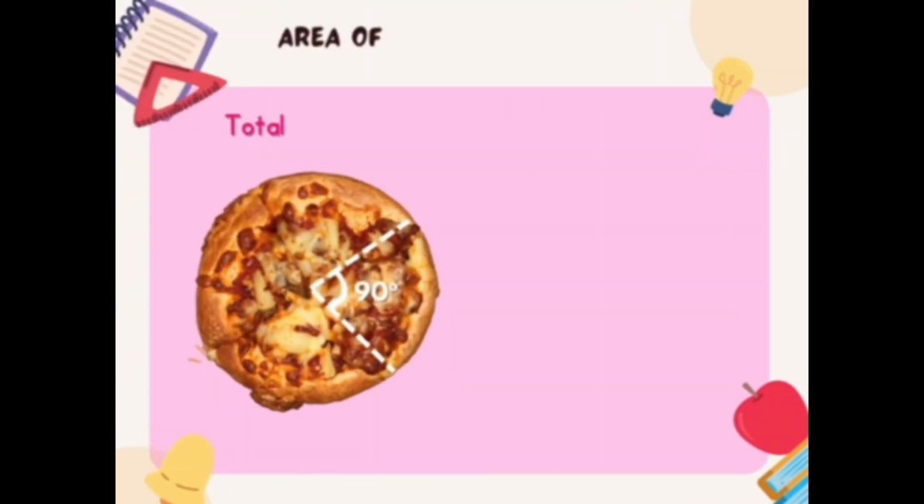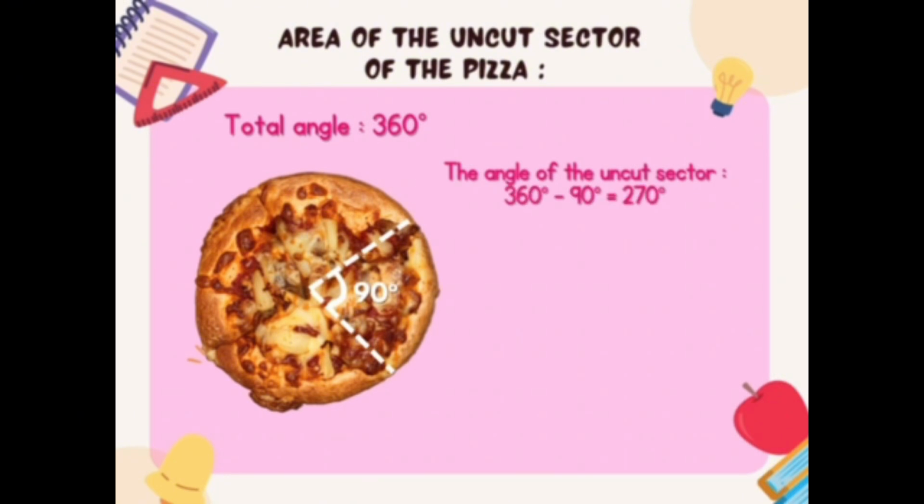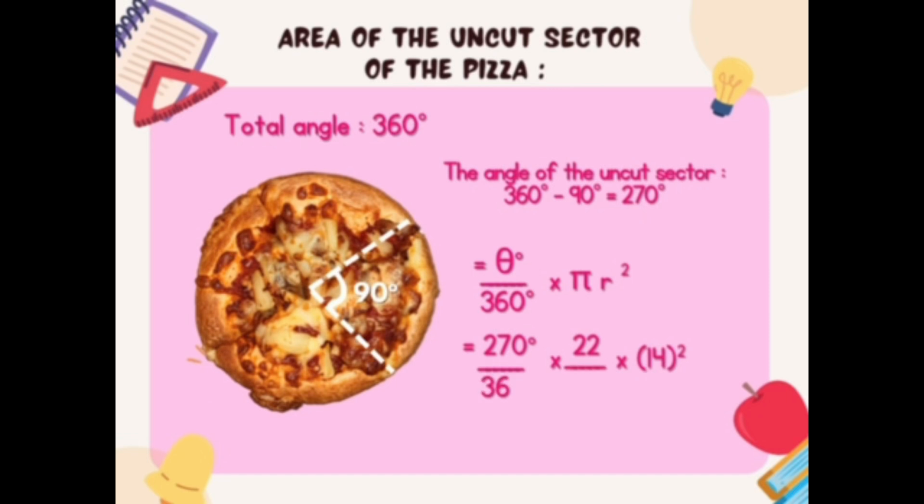Before that, if only one pizza slice has been cut, what is the area of the uncut sector of the pizza? The angle of the uncut sector is 360 degrees minus 90 degrees, which equals 270 degrees. Therefore, we can calculate the area of the uncut sector using the formula angle over 360 times pi r squared. So, the area of the uncut sector is 270 degrees over 360 times pi r squared. And the answer is 462 square centimeters.